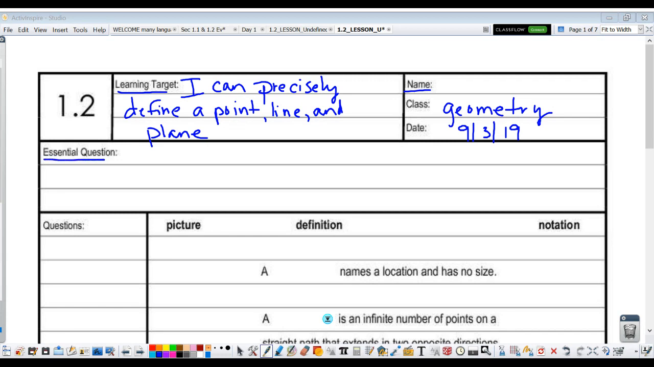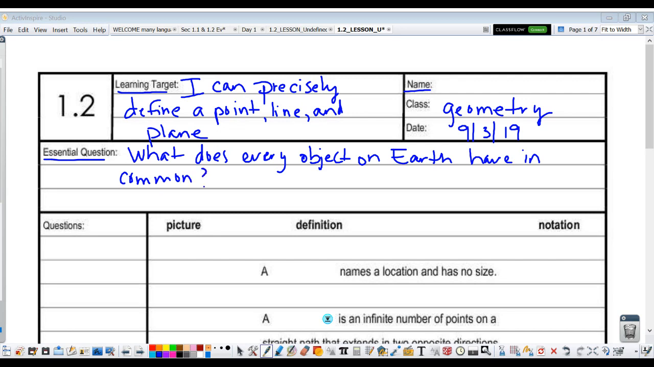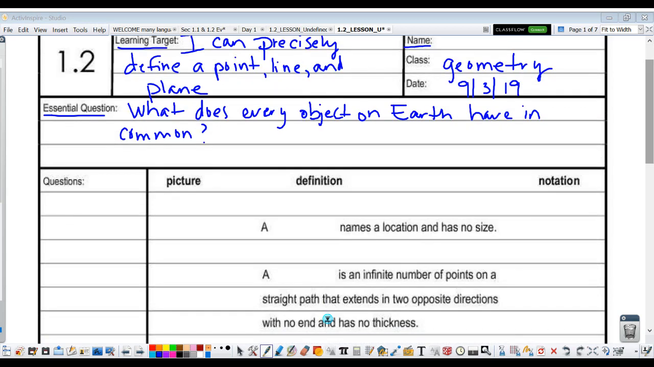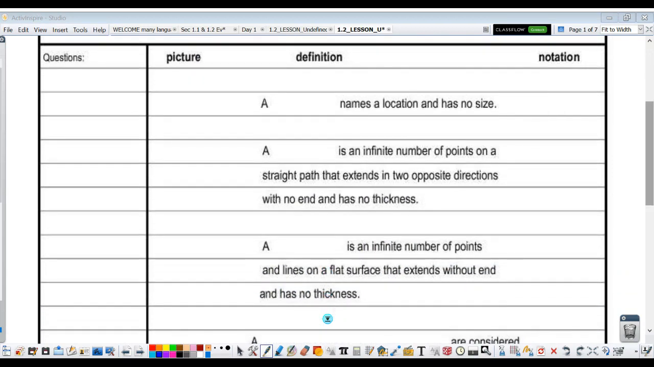Our essential question is, what does every object on Earth have in common? All right, well, let's find out. Down here we have room for a picture, a definition, and notation. Notation is just a math word for symbol.